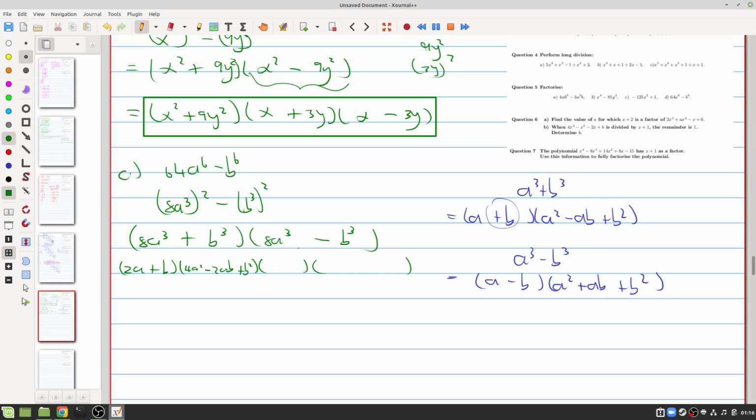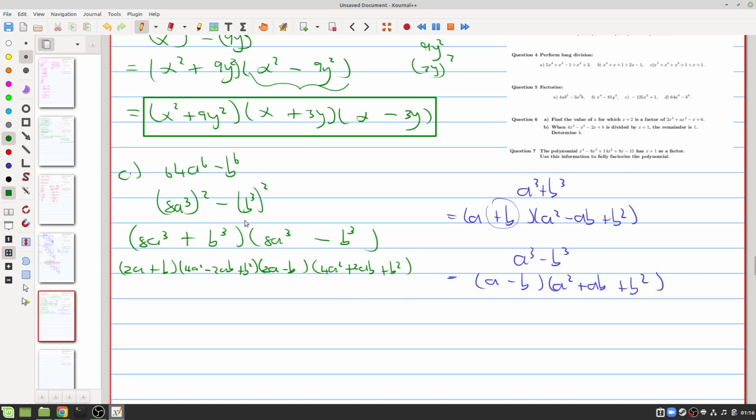Alright, now this one again, this is the cube root, so it's 2a minus b. Then 2a times 2a is 4a squared. 2a times negative b is negative 2ab, switch the sign to become positive 2ab. And then negative b times negative b is positive b squared. Okay, and then that's it. That is how you do it.